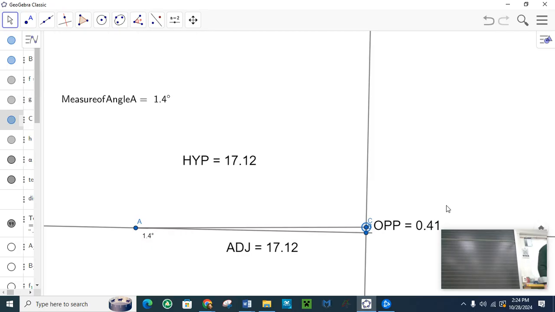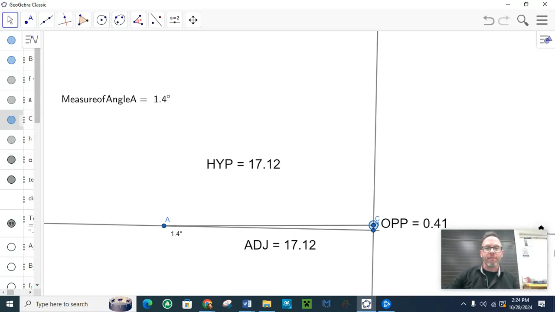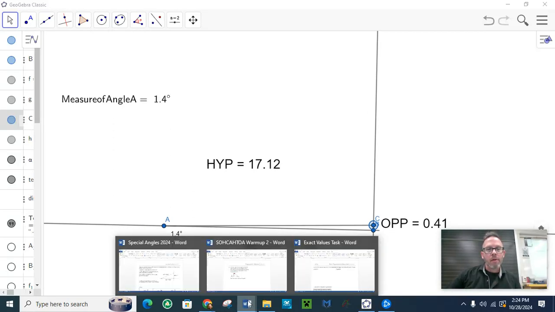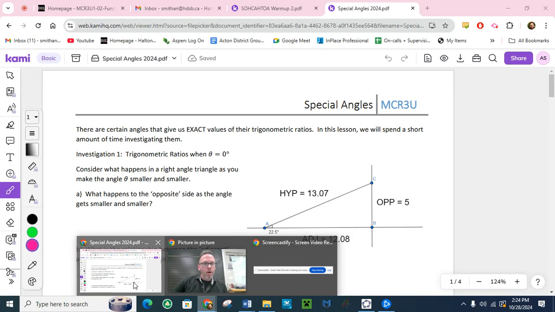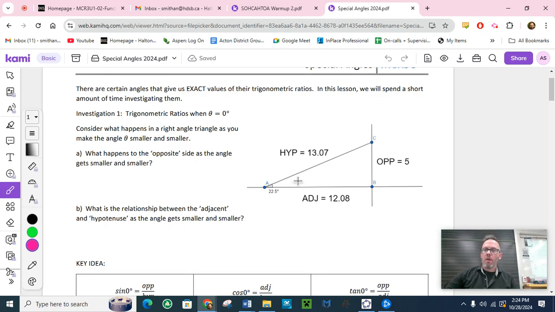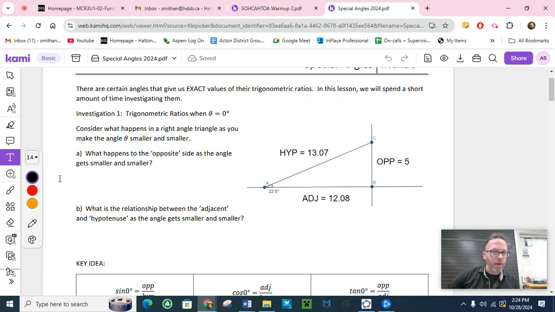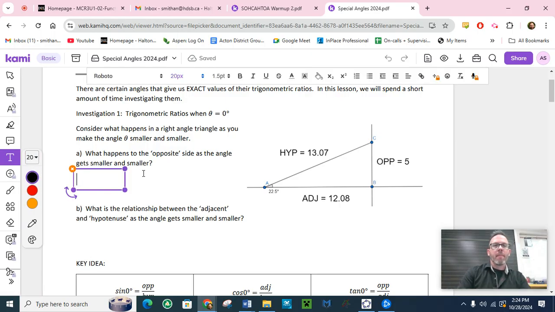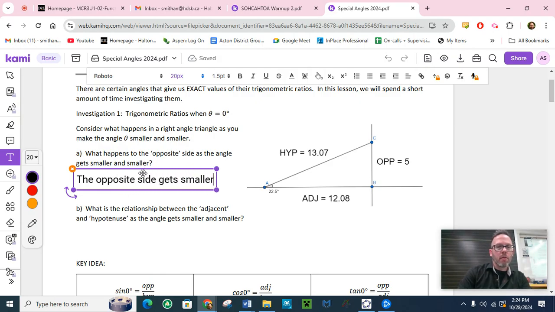Let's summarize those on our page and then talk about what the sine, cos, and tan of 0 might be. Here we go. All right, so I'll use my text tool here. As Peyton said, the opposite side gets smaller. And I'm going to say gets close to 0.